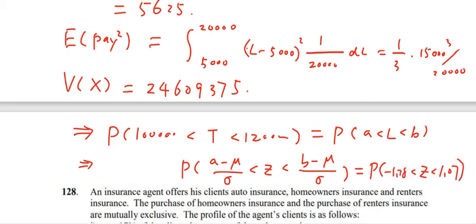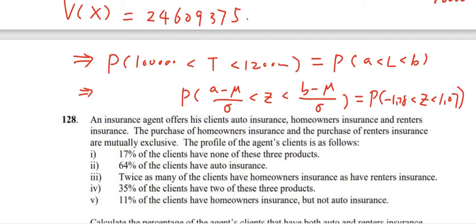Okay, so now we check the table, the normal table. We can find this probability. So this is just like 0.82.